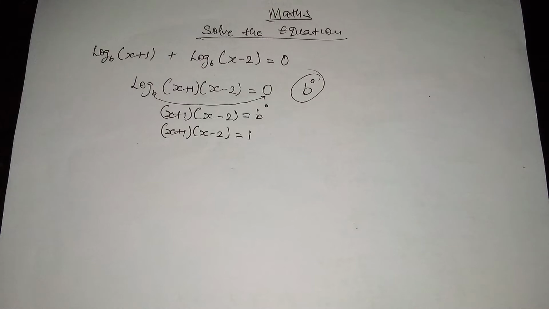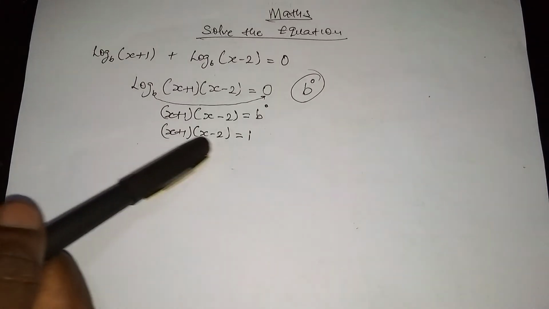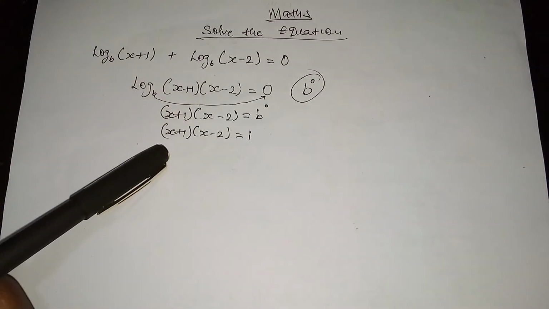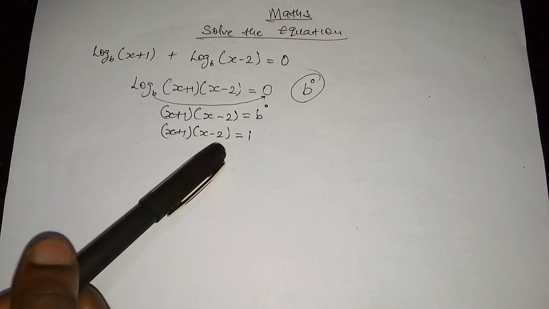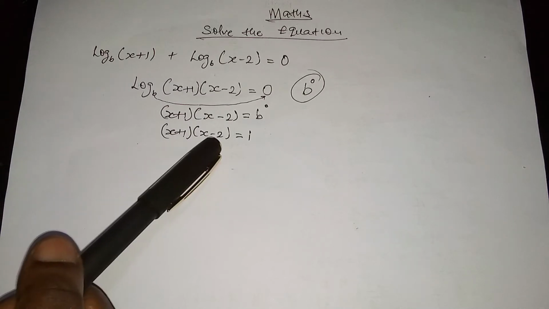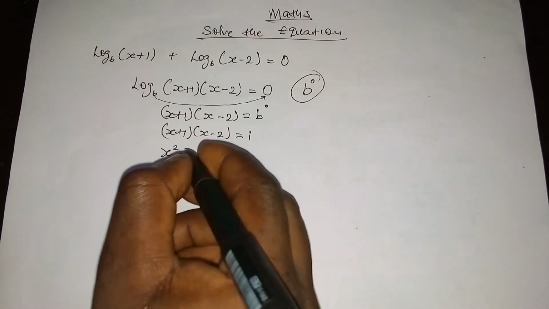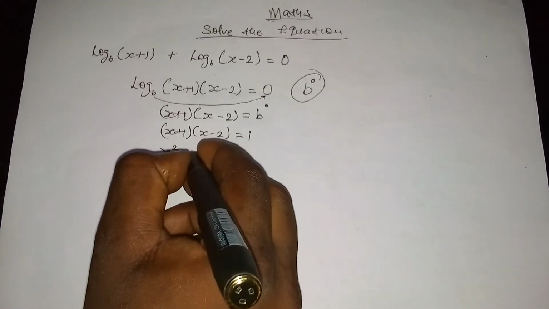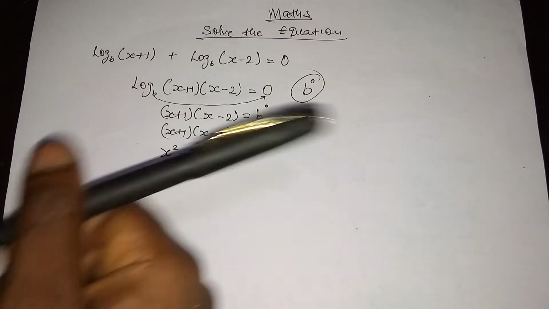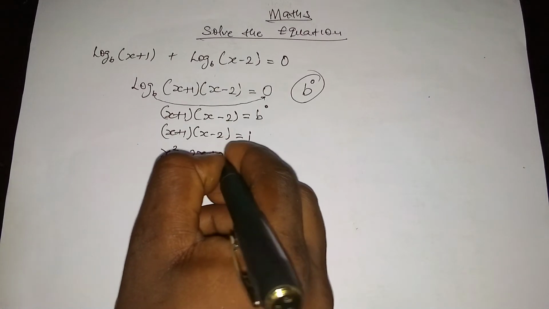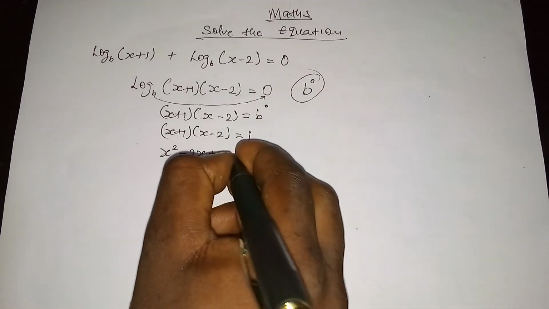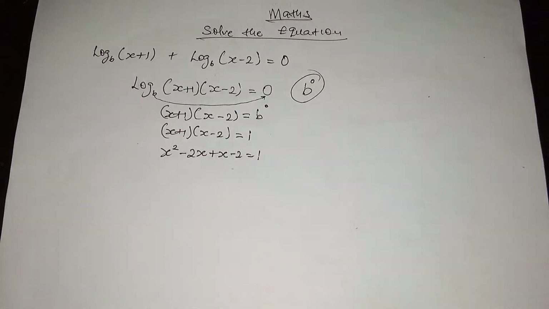So we are going to multiply what we have here, and we'll have x into x, x into negative 2, 1 into x, and 1 into negative 2. x into x will have x squared. x into negative 2 will have negative 2x. 1 into x will have plus x, and 1 into negative 2 will have negative 2, is equal to 1.